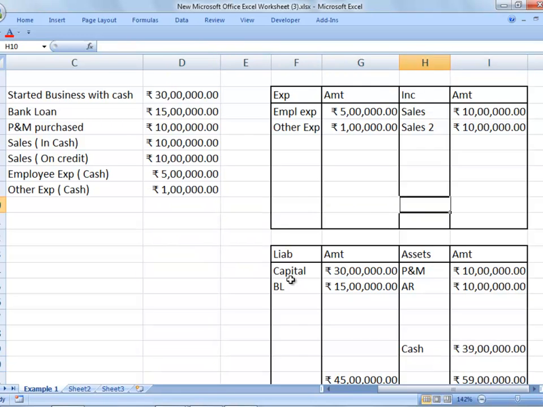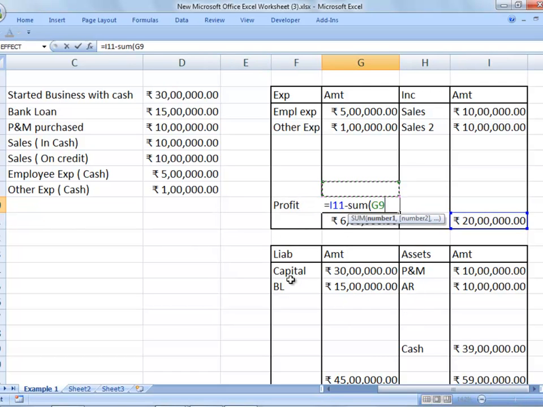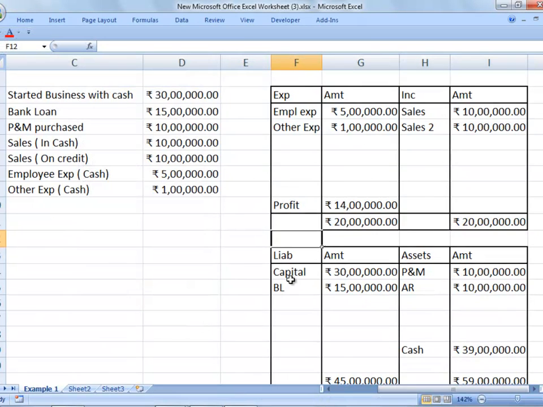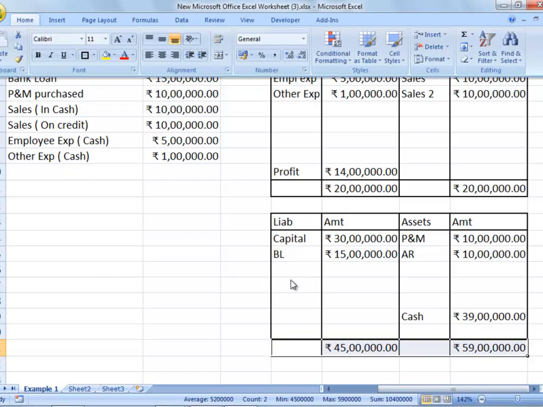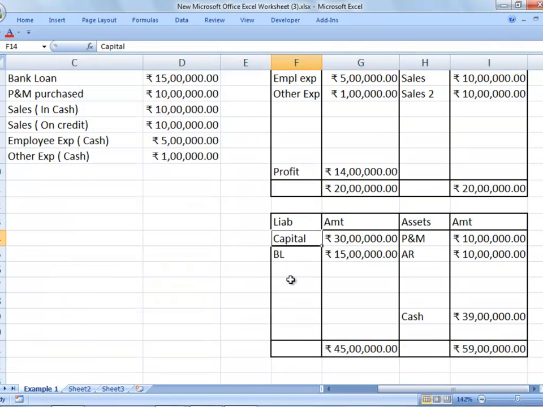We posted all the entries. Now what we have to do is finalization. We'll have to calculate profit, which would be the balancing figure. The profit amount is 14 lakhs, so the balance sheet total is 20. Now, once we have this profit, we would transfer that profit to the liability side. So you'll say profit 14 lakhs. So the balance sheet total is 59 and 59.